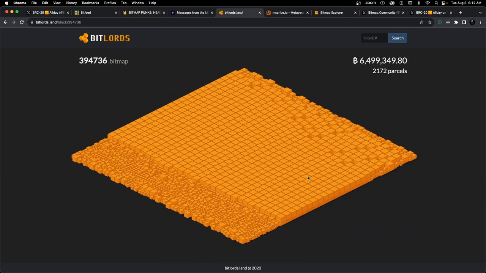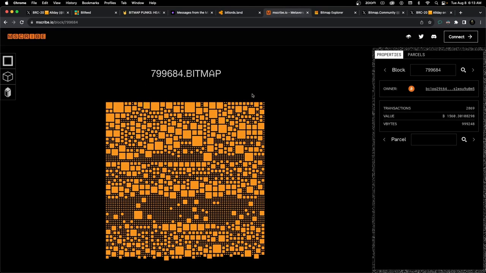The bigger or taller the parcel is, the more value it has in terms of Bitcoin. Mscribe is another platform that's very similar to this one over here that we're going to talk about next. As you can see here, they have similar features.